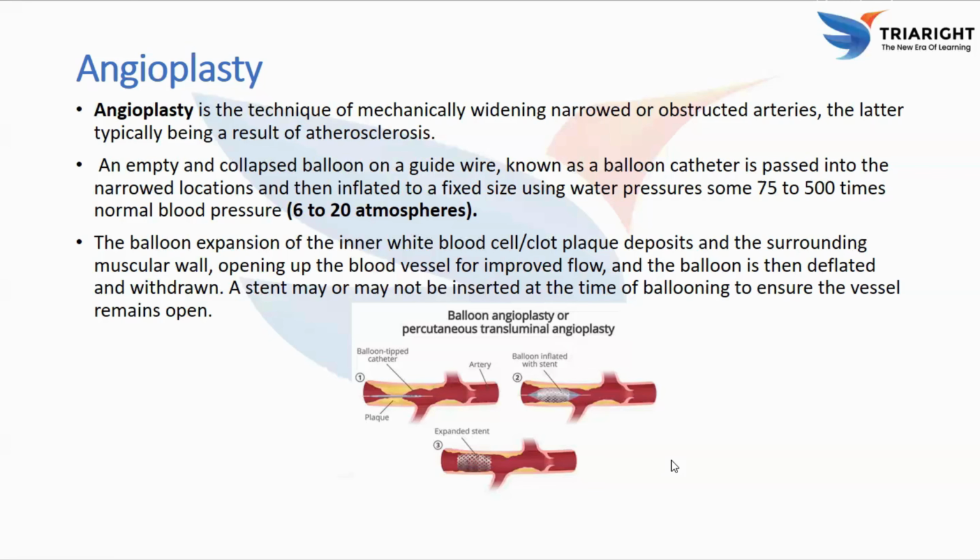And here is a picture showing the angioplasty. In the first step, the balloon is entering the narrowed artery. In the second, the balloon gets inflated with or without a stent. And the third picture shows the expanded stent, which is left behind after the balloon removal.